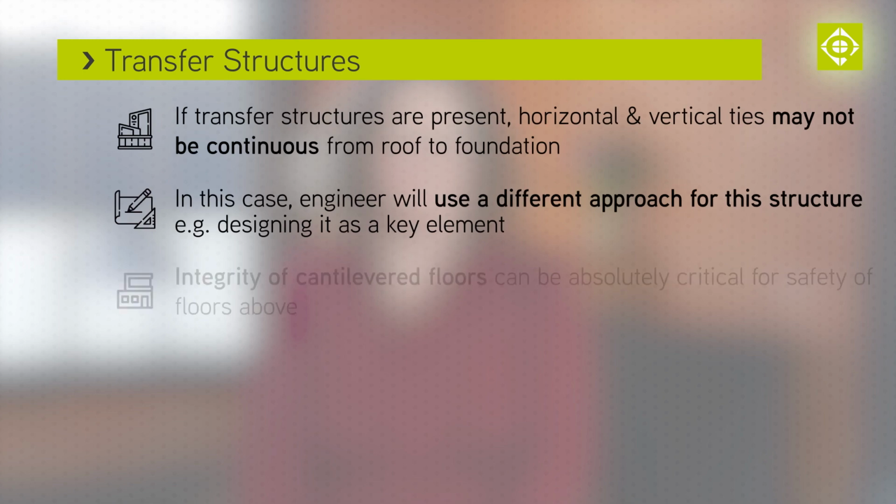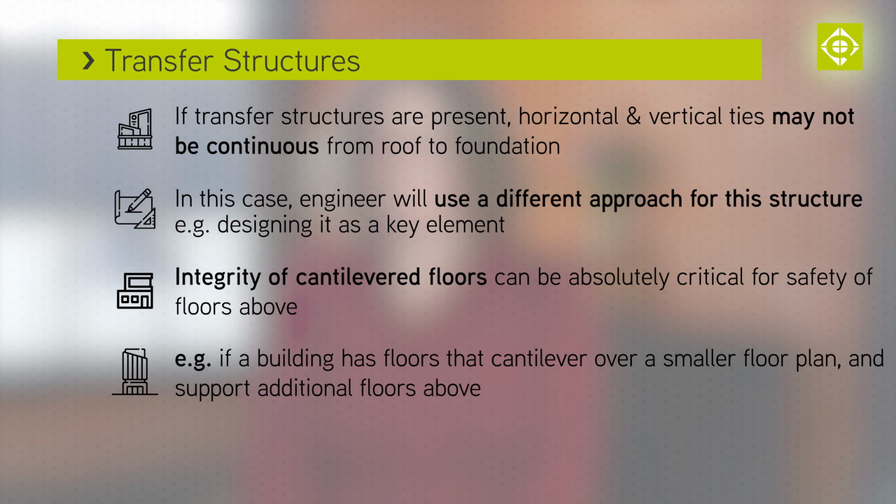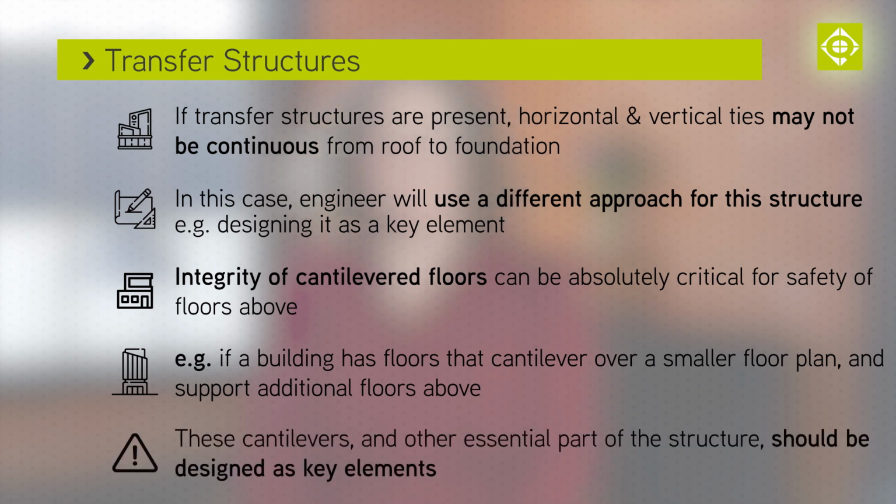There are other elements of structure that are integral to a building's robustness. If a building has floors that cantilever over a smaller floor plan, and these cantilevers support multiple floors above, the integrity of the cantilever is absolutely crucial for the safety of the floors above. It will be necessary to design these cantilevers as key elements, and the same applies to other essential bits of structure.